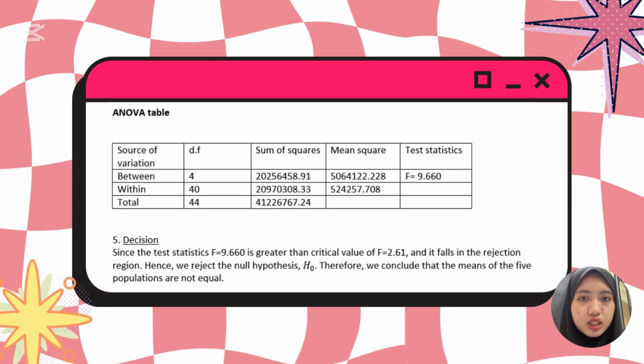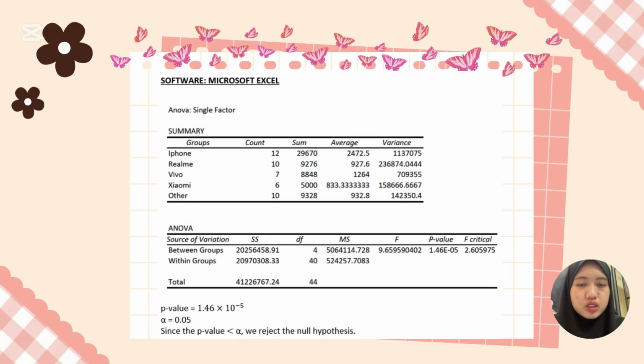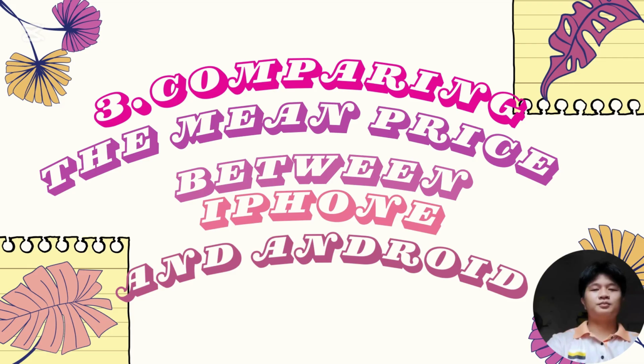Last step is make the decision. Since the test statistic F is equal to 9.66 is greater than critical value of F 2.61, it will fall in the rejection region. So we will reject the null hypothesis. Therefore, we can conclude that the means of the 5 populations are not equal. Another way, we can use Microsoft Excel. As you can see there, p-value is less than alpha, so we will reject the null hypothesis.